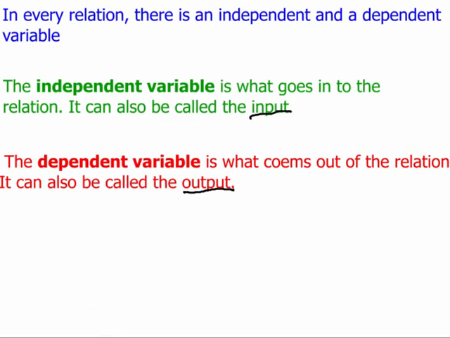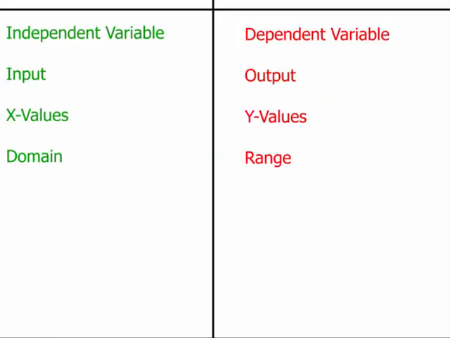So let's look at a table that might show you some different words that'll help you understand this. An independent variable can also be called the input. It is also always going to be what we'd consider the x value. X value always goes in, and it's also always going to be what we consider the domain. All right? So similarly, the dependent variable is also the output. It's also what we'd call a y value. It's also what we'd call the range.